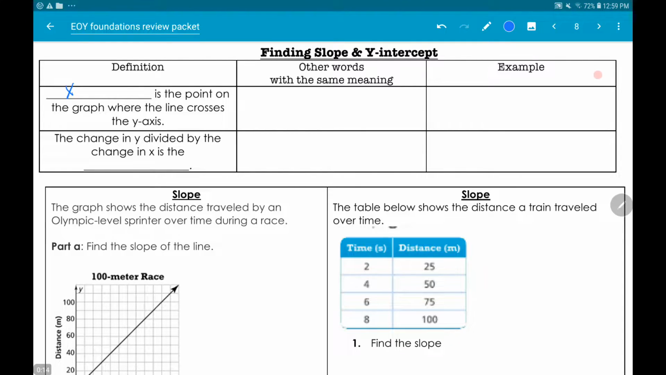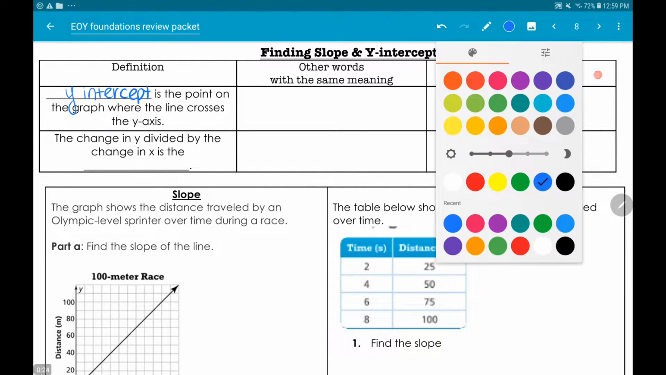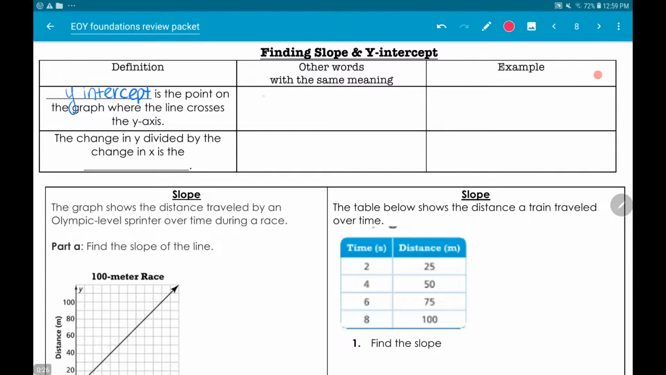Y-intercept is the point on the graph where the line crosses the y-axis. So other words that mean that are initial value. You also might hear it called the starting point.